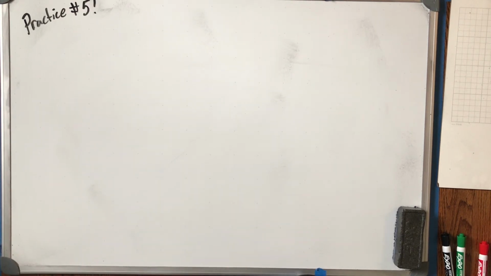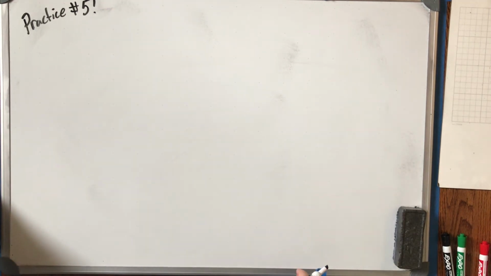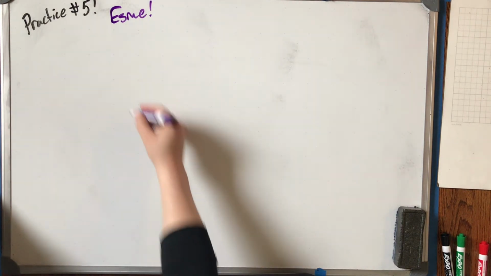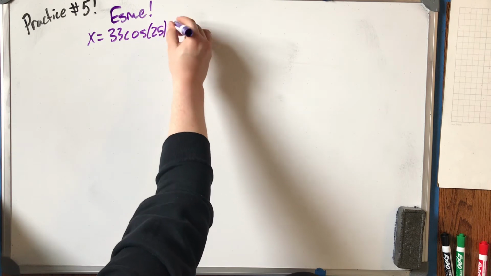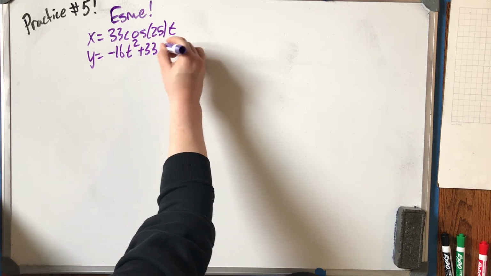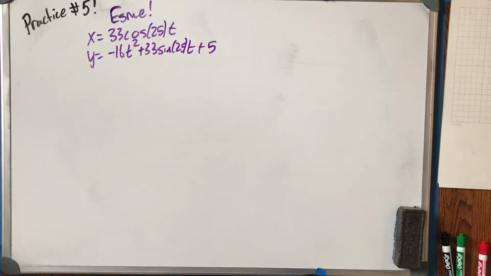For practice number 5, we have Esme and Marissa. I have spelled Esme's name wrong in the answer key. My bad. That's what happens when you go too fast, not paying attention to things. So I will start off by writing her equations. Okay, so for Esme, that's going to be x equals 33 cosine 25t, and y equal negative 16t squared plus 33 sine 25t plus 5.